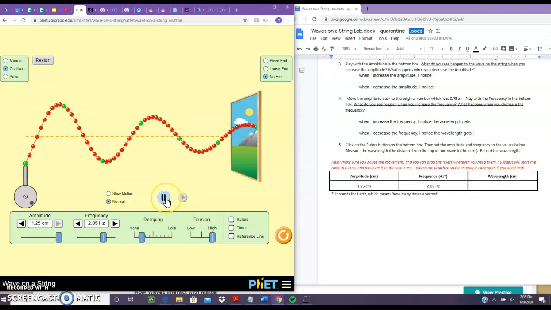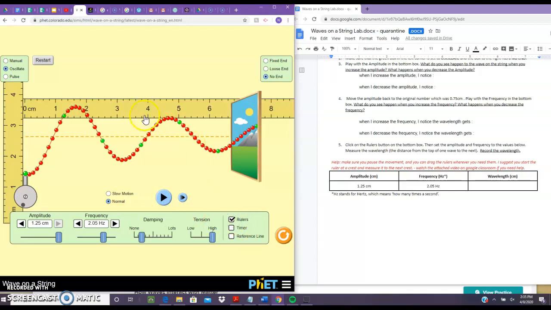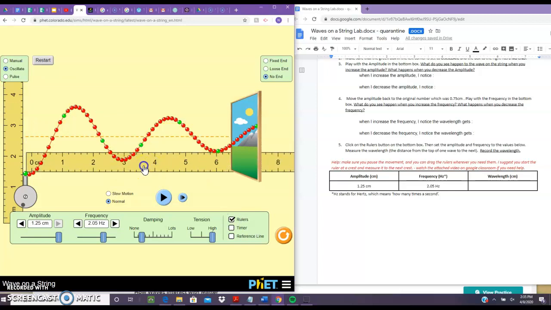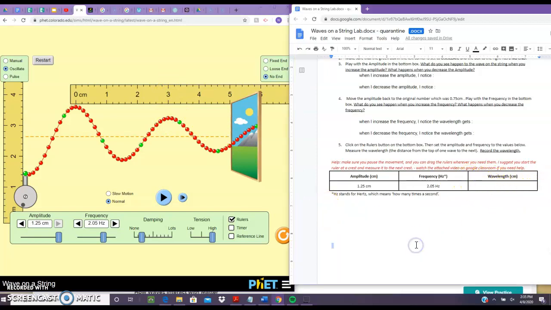So what we can do is we can pause this. You're going to click on the rulers over here. And you can actually drag the rulers wherever you want. And I suggest you start at the top of a crest and you measure it to the next crest. So for this example, I would say that this wavelength would be about 3. Okay? And that's our control we're going to use.